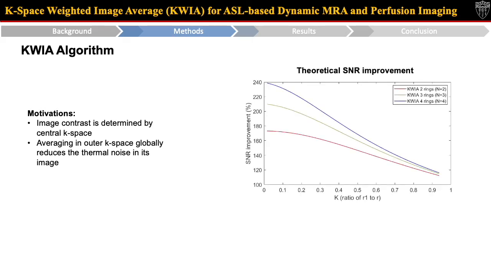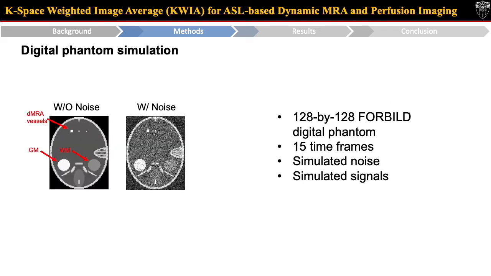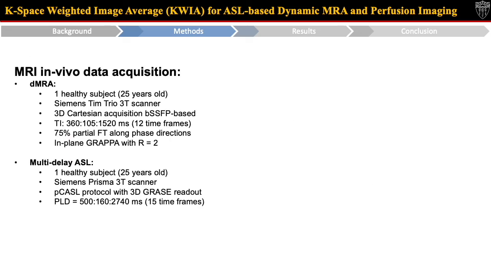We can theoretically predict the SNR improvement of KWIA. It increases with a greater number of rings and a smaller radius of the central region. A digital phantom was simulated to test the SNR improvement of KWIA. It has 15 time frames. Gaussian noise was added in the k-space. Gray and white matter regions and 3 DMRA vessels with different sizes were inserted. Associated signals were simulated.